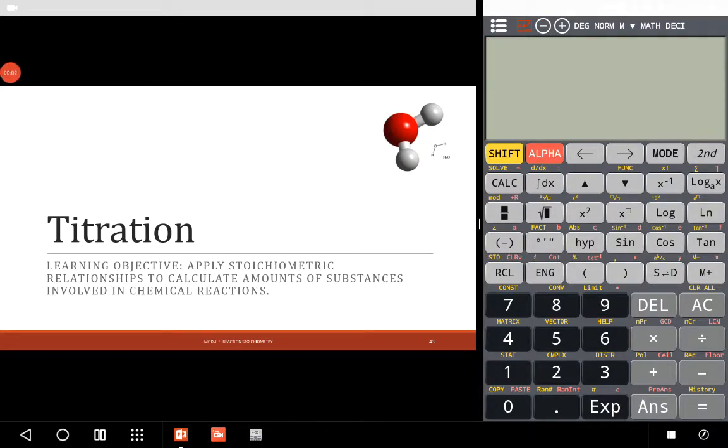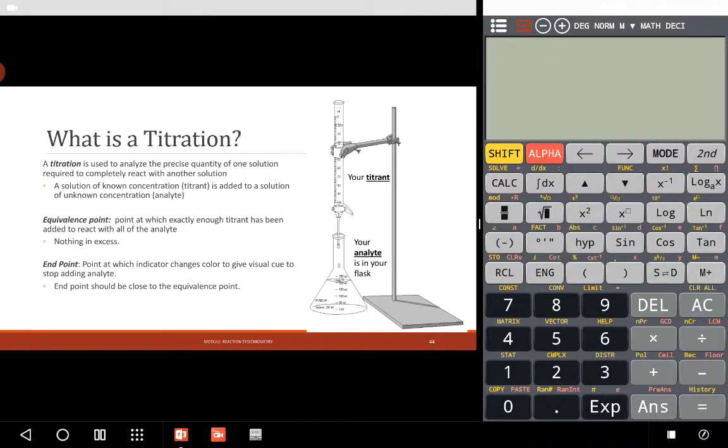In this video, we are going to be learning about titrations. This will support our learning objective for applying stoichiometric relationships to calculate amounts of substances involved in chemical reactions. So what is a titration? Well, a titration is used to analyze the precise quantity of one solution using another solution.